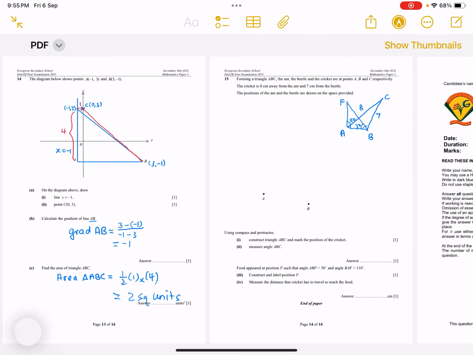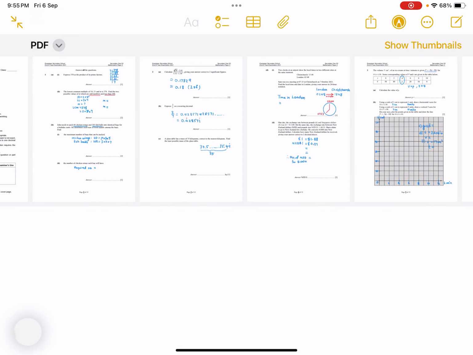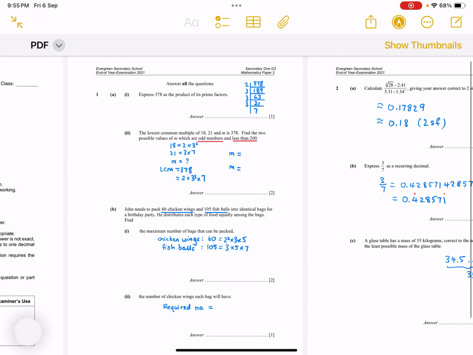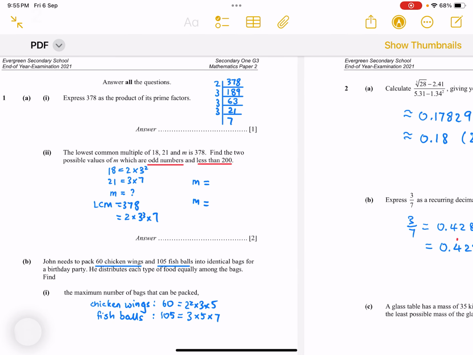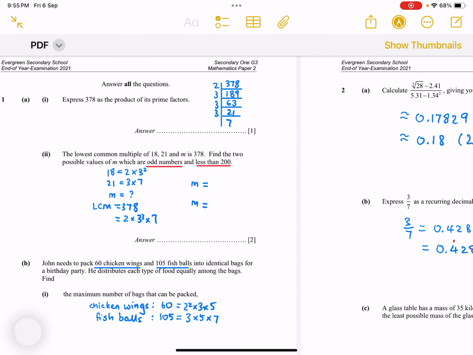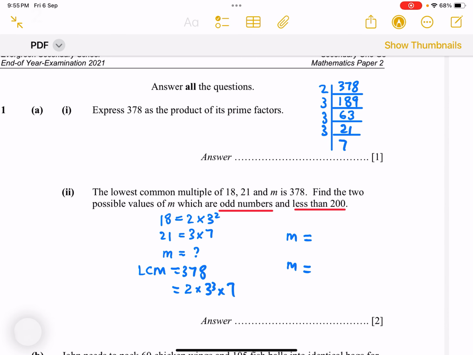Right, now we will move on to the next paper, paper 2. In paper 2, the first sum is to find the product of prime factors for 378. We can use prime factorization, and then we get the factors, which is 2 times 3 cubed times 7.